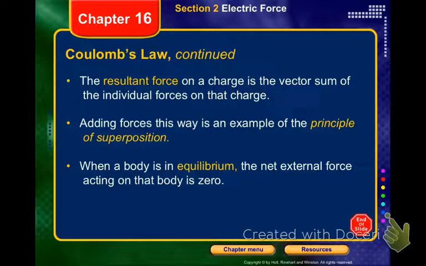Resultant force. Again, you've seen the term resultant force before. On a charge, it's the vector sum of the individual forces on that charge. So when you add your forces, this is called the principle of superposition. And when a body is in equilibrium, the net external force acting on that body is 0. We're going to look at an example.